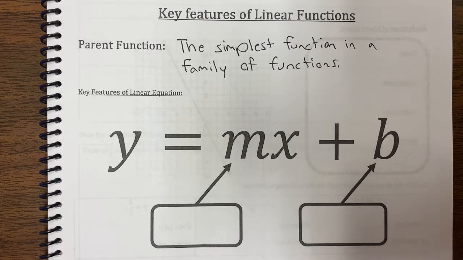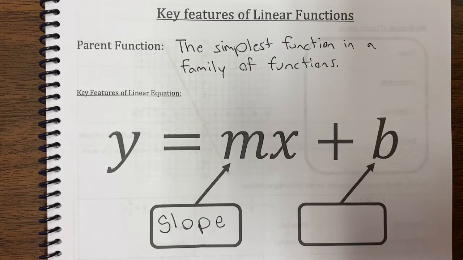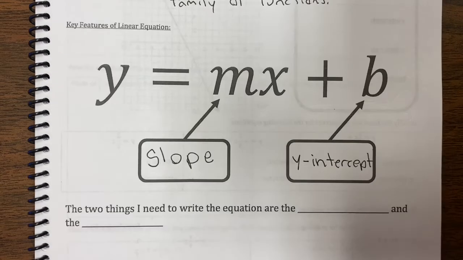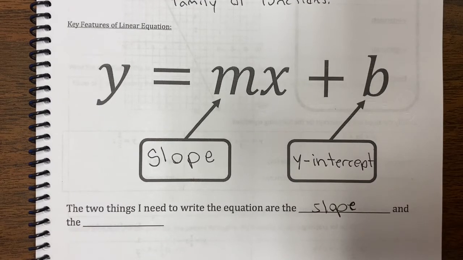We have the linear equation y equals mx plus b. M, any number that is multiplying by our x, is going to be the slope. And b is going to be our y-intercept. So anything that is being added to that x is going to be our y-intercept. The two things I need to write the equation are the slope and the y-intercept.